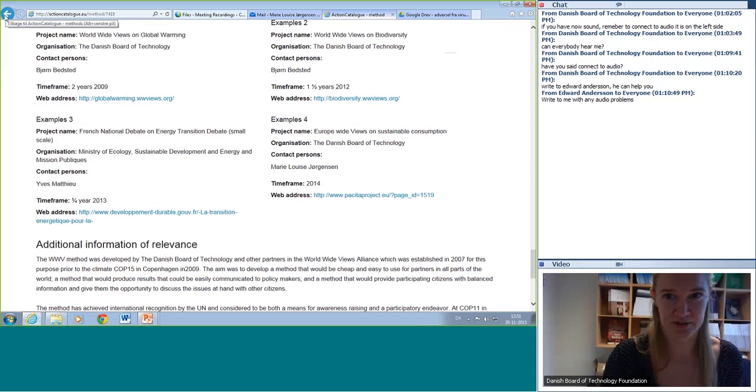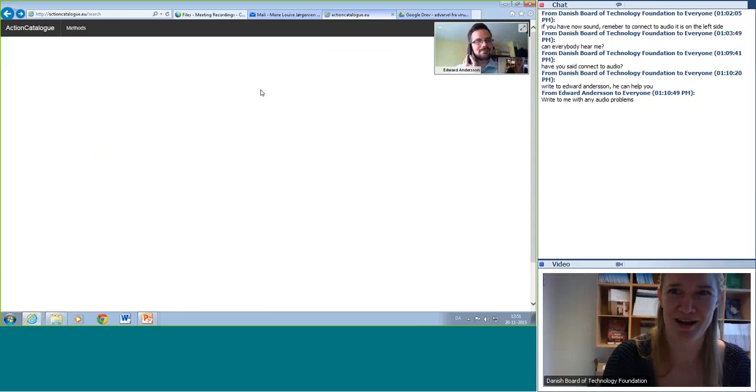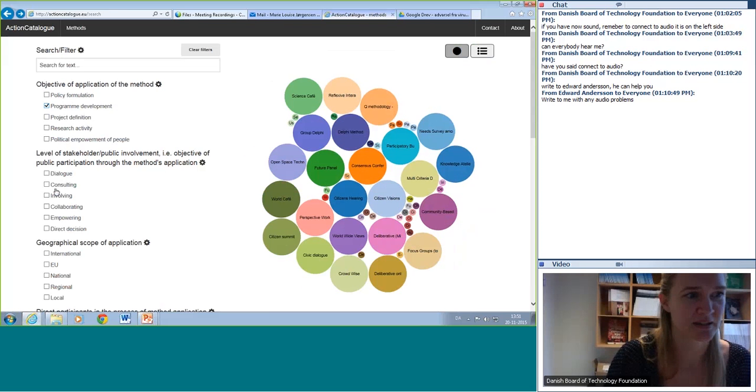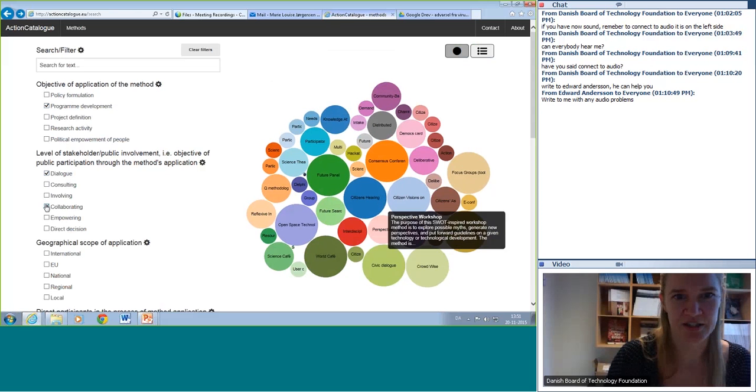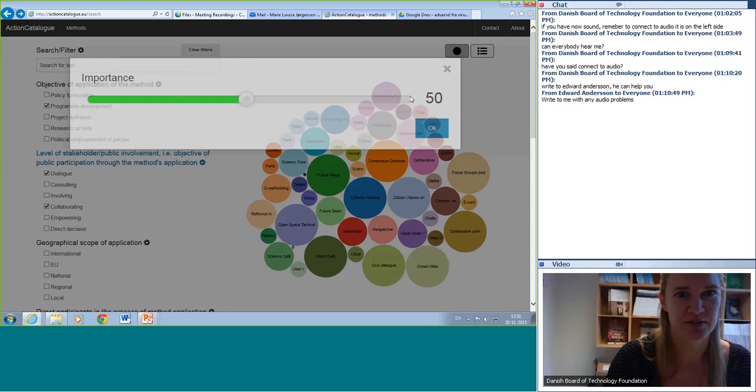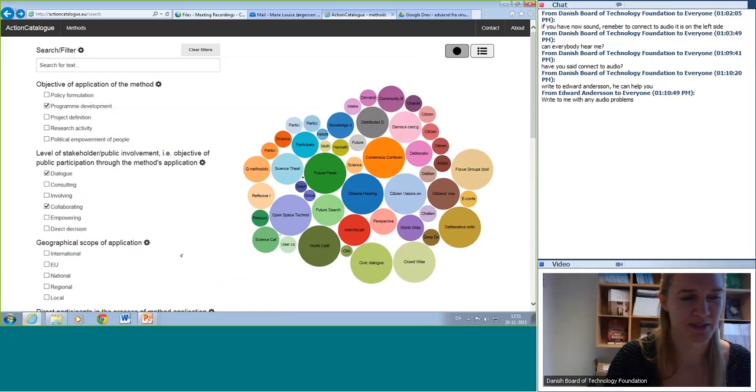So this is just a quick show of all the information that you can find, but going back to how you actually find it using the Action Catalogue. You can, for example, say, I'm looking for a method that will be good for program development. I want to have dialogue and collaboration, and you can see over here the colored balls change depending on how much the method is relevant for the questions that you ask. I can also say that this is very important, and it changed just a little bit.